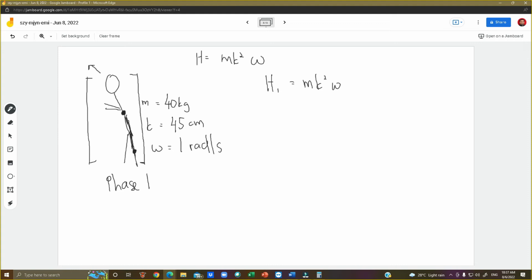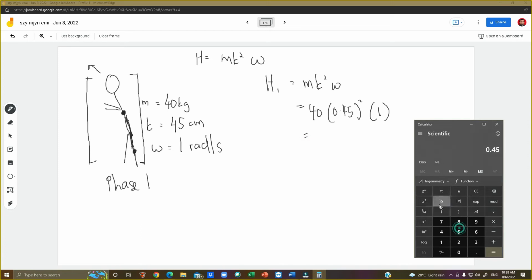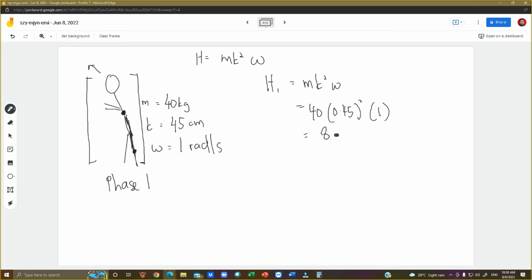Angular momentum. Okay, so now let's include all other information where we have 40 kg, K squared is 0.45 squared and omega is 1. So 0.45 squared times 40 times 1. Okay, kita ada 8.1 kgm² per second. Ini momentum dia semasa dia nak lompat.